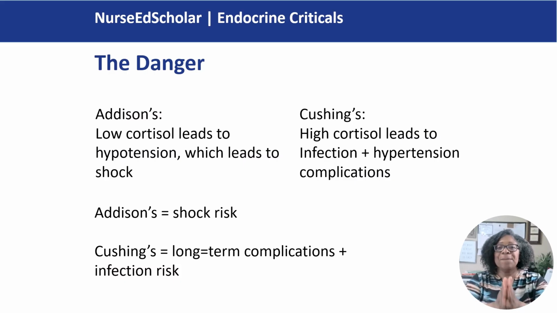So remember, Addison's, low cortisol, hypotension leading to shock. Cushing's, they're going to have long-term complications. They're going to have an infection risk.